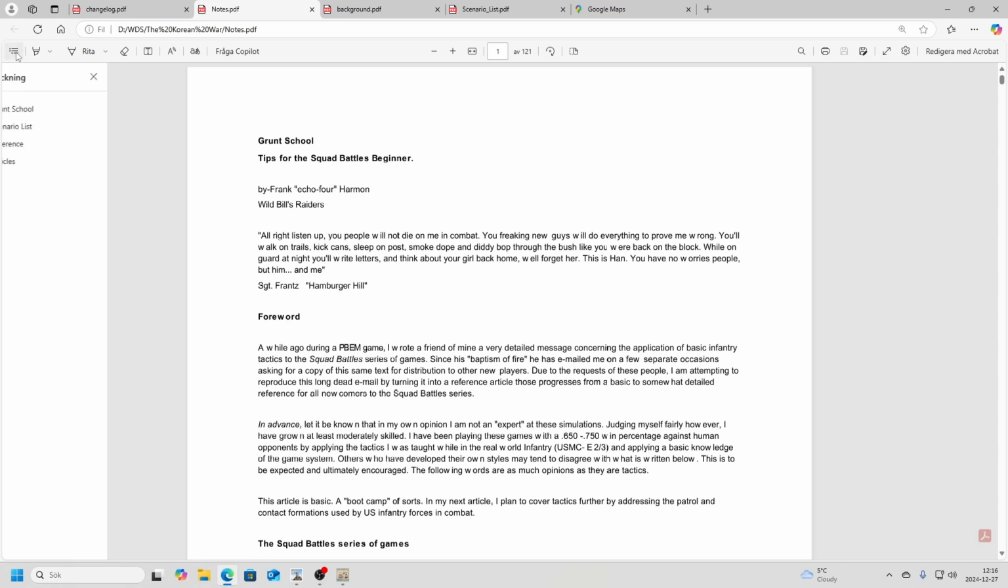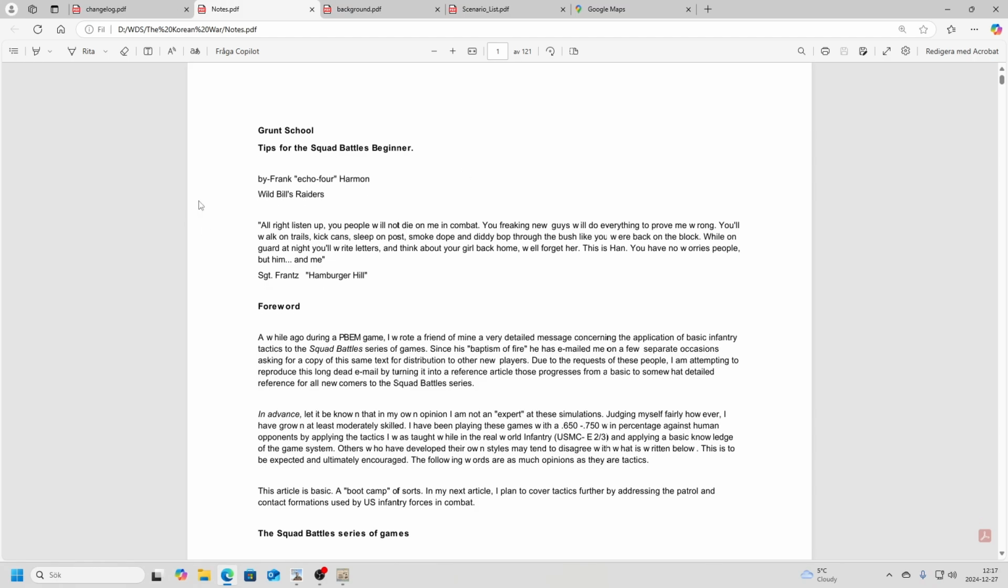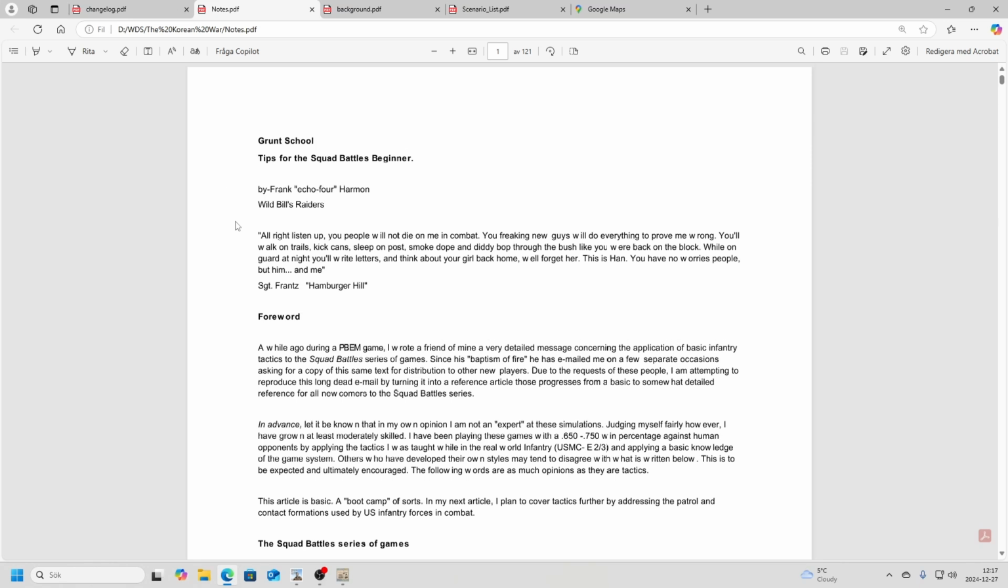But it's really good. They've got something called Grunt School. They start off with, and this is a really good read, it tells you basically how to think and how to play this game, and how to understand the mechanics, and how to understand infantry tactics, and get your mindset into the game, because Squad Battles is not an easy game at all. I mean, it's kind of easy to learn. There's not that many rules, and there's not that much to get into.